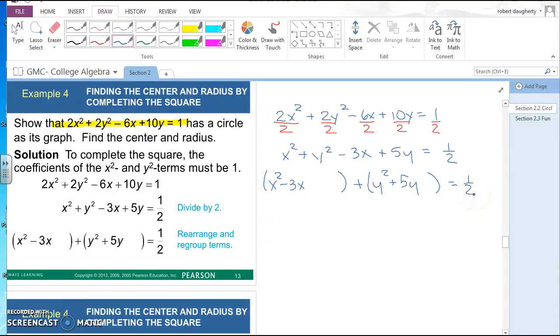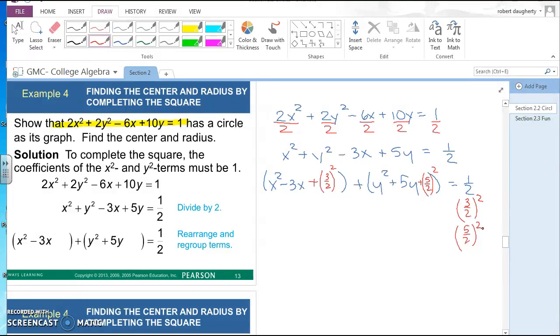So what I need to do to complete the square is add half of 3, that's 3/2, squared. So I take half of that number, squared. Over here, what's half of 5? That's 5/2, squared. And then I need to add that to the right as well. So I'm adding 3/2 squared and 5/2 squared.